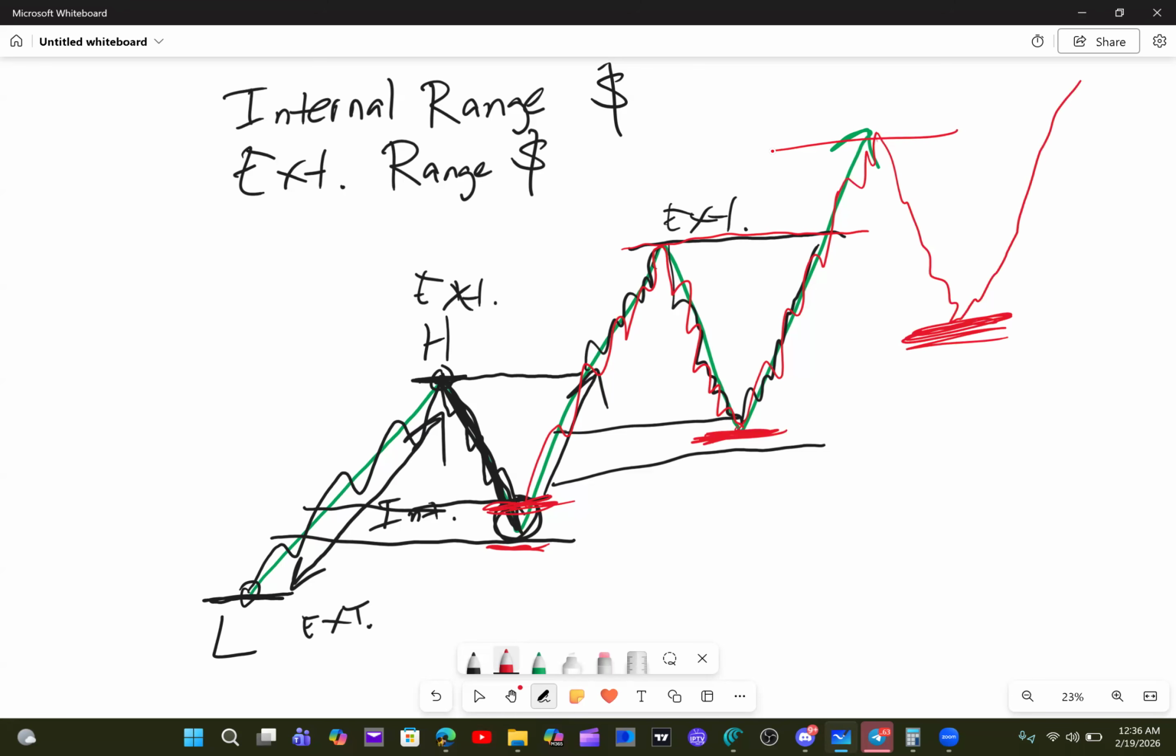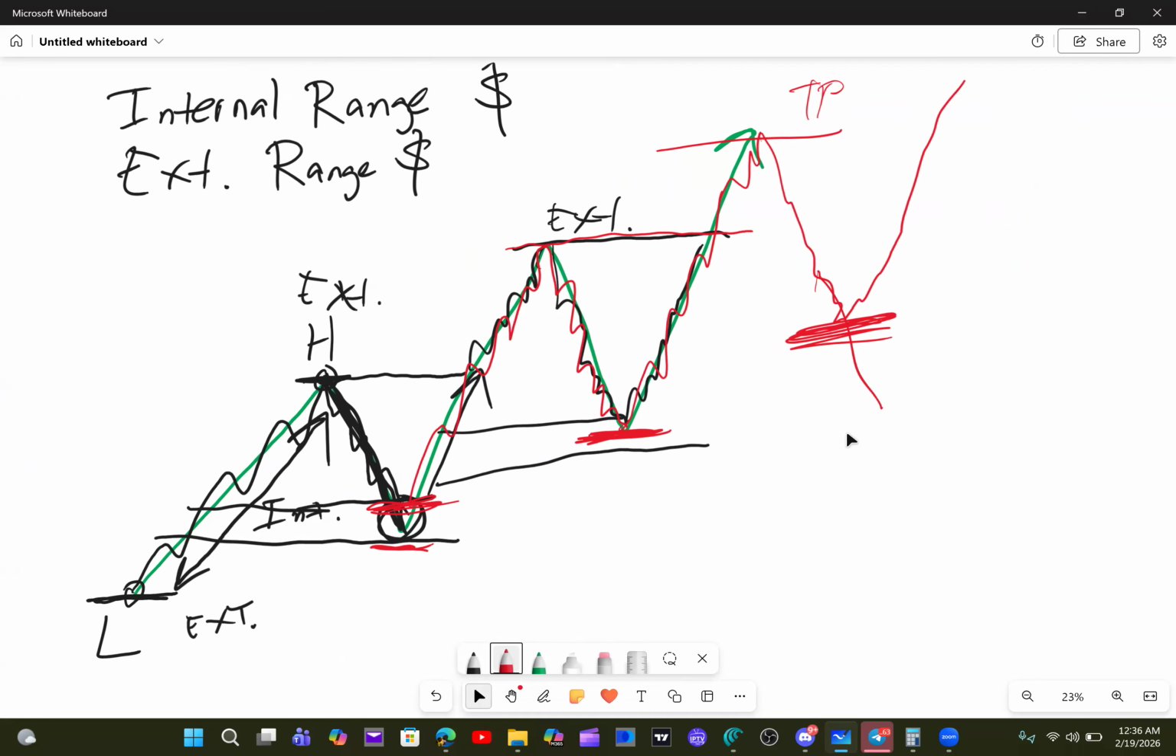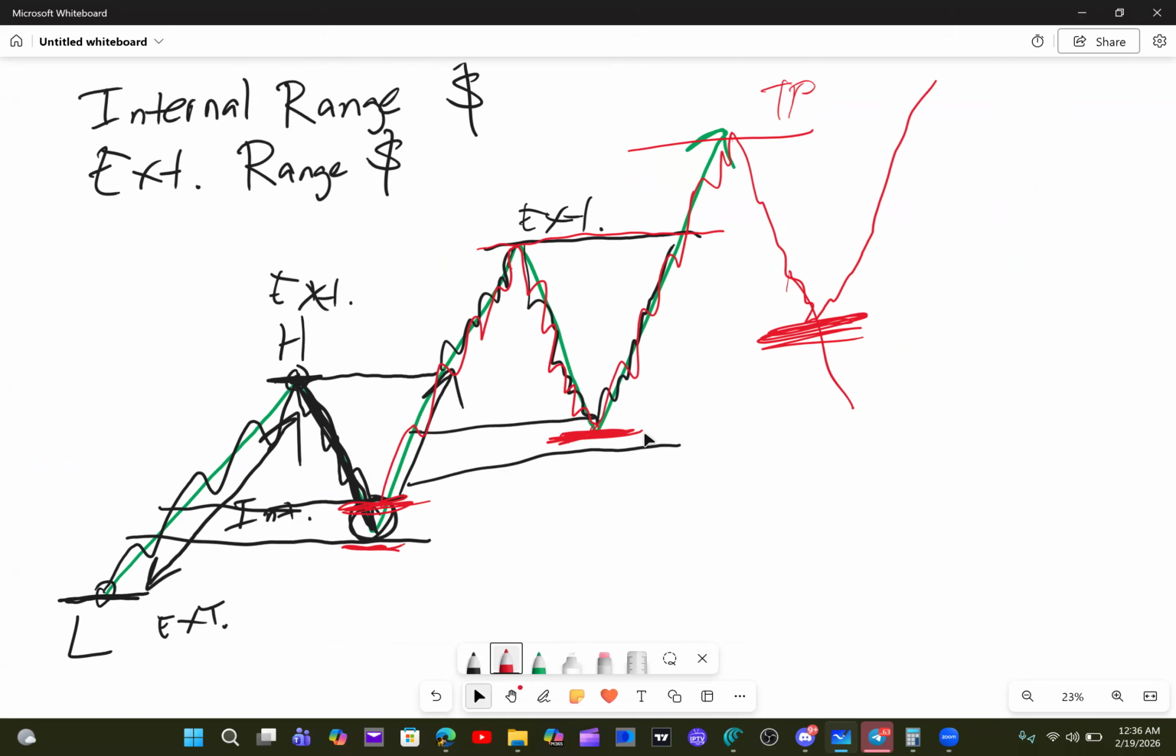That's how I manage my trades until either price hits my stop loss, or it's going to hit my take profit. That's how you manage your trades. That's how you do it. And it's going to look just the opposite in a bear market.